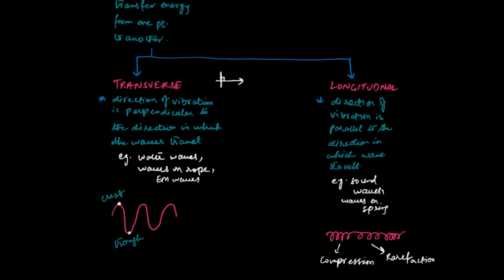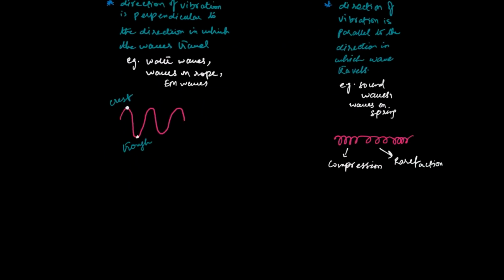So longitudinal waves. Longitudinal waves are waves whose direction of vibration is parallel to the direction in which the waves travel. So something like this. If the waves would travel towards the right, then the direction of vibration would also be rightwards and leftwards. So in the same direction, and hence they are parallel. Some examples of longitudinal waves are sound waves and waves on a spring. And here is a depiction of how a longitudinal wave looks like. It consists of a compression and consists of a rarefaction.